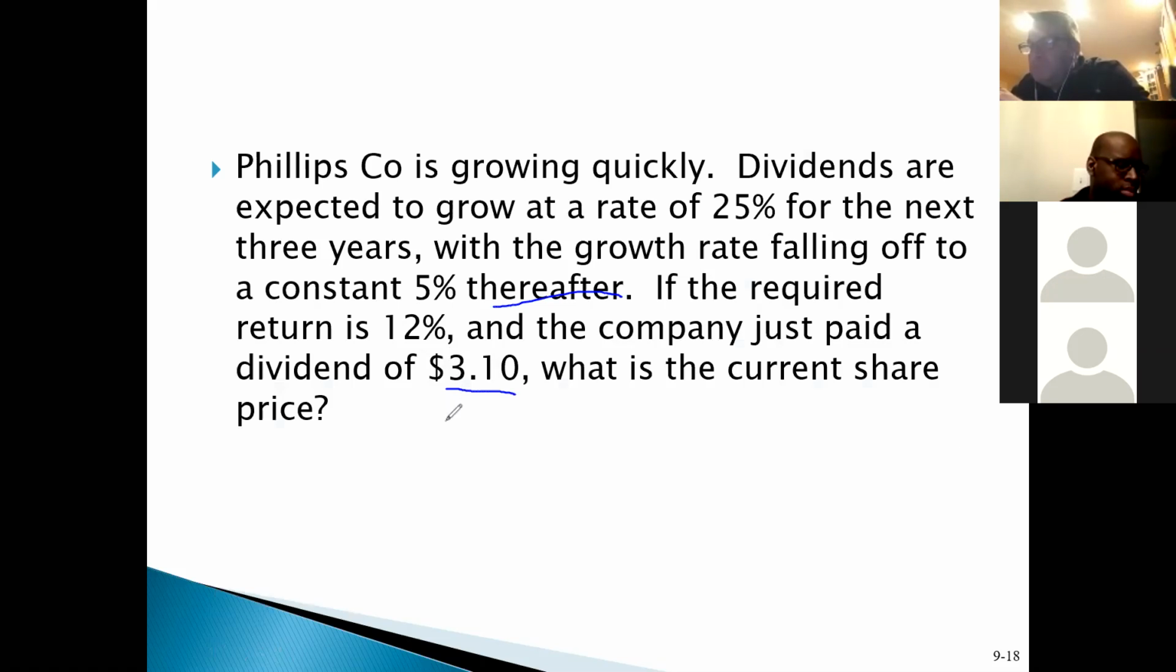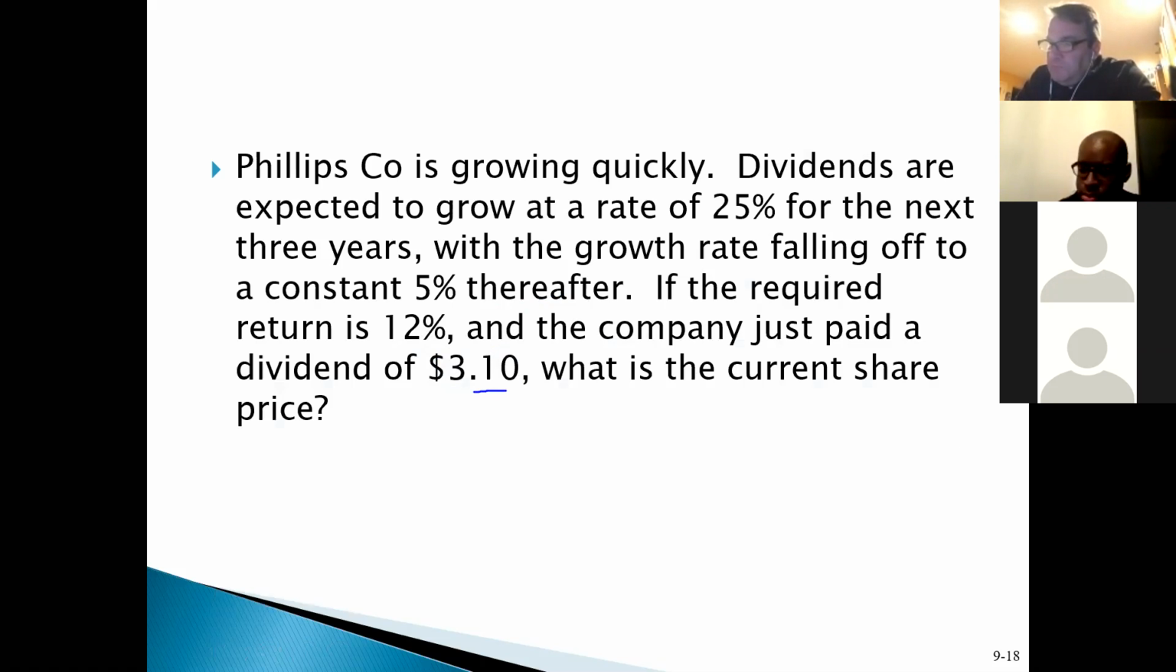If we just paid a dividend, wouldn't that be D sub 0? Exactly. Okay, so we've got a D sub 0 of 310. We've got a required return of 12%. We've got a 5% growth rate once we start growing at a constant rate.